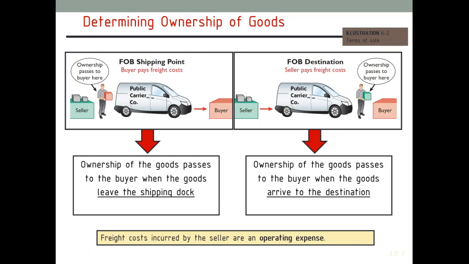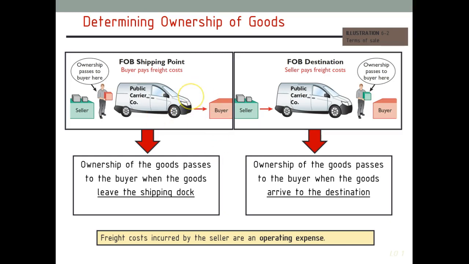So again, assuming that we're using a third-party freight company, such as a UPS or even the United States Post Office or Yellow Freight Company, so the seller puts the goods on the truck, or UPS would take those goods. Who owns these goods while they are in transit on this third-party carrier? Does the seller or does the buyer own those? Well, it depends on whether or not it's FOB shipping point or FOB destination.